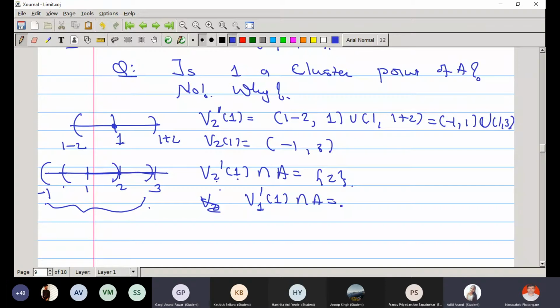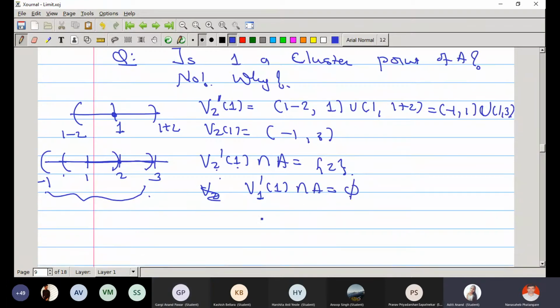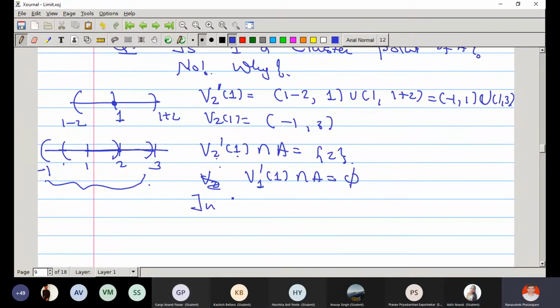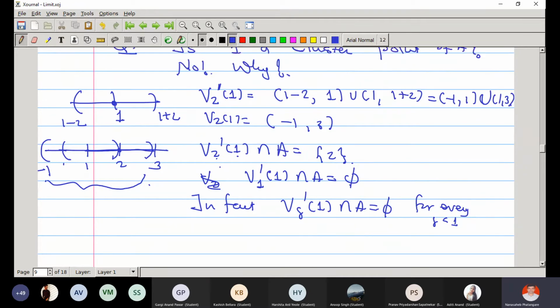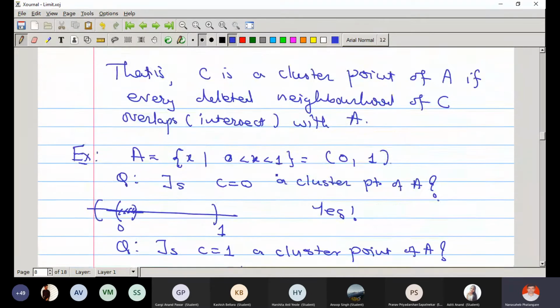And so nothing, it's empty. It is empty. In fact, V delta dash of 1 intersection with A is empty for every delta less than 1, right? For every delta, if you take radius delta smaller than 1, it is, and therefore is 1 a cluster point? Because what does the definition of cluster point say?